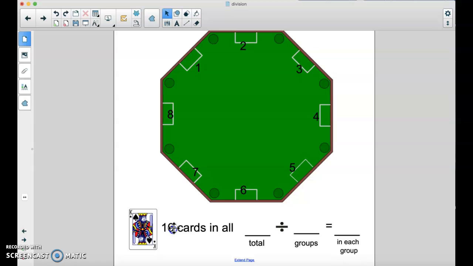So pretend like we have 16 cards in all. Okay, I got 16 cards in my pile, and look at my poker table here. How many people do I have playing? 1, 2, 3, 4, 5, 6, 7, 8. I have 8 people playing this card game.